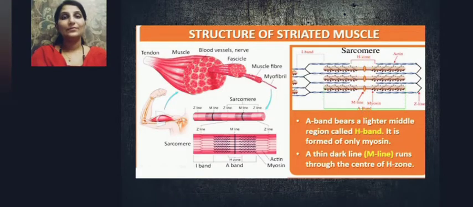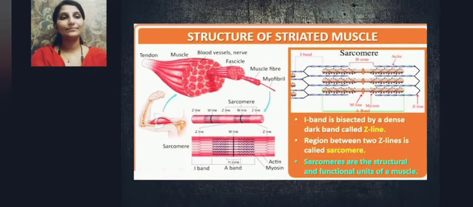So far we learned that a particular muscle fiber has alternate light and dark striations. The light is called the I band and the dark is called the A band. The I band is made up of thin actin filaments, and the A band is made up of thick and thin filaments, namely myosin and actin. In the middle of the A band, there is a region where only the thick filaments, myosin, are present, and this is called the H zone. In the center of the H zone, we can see an M line running through the center.